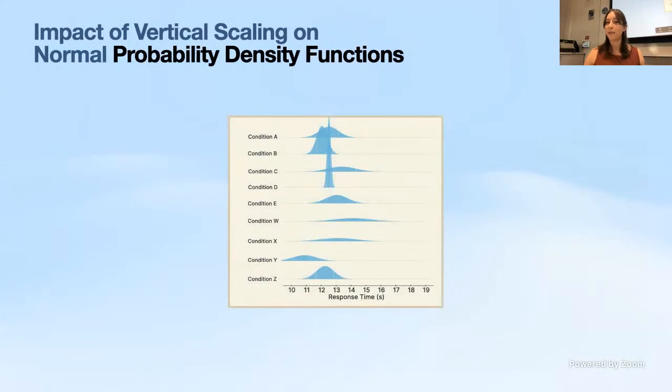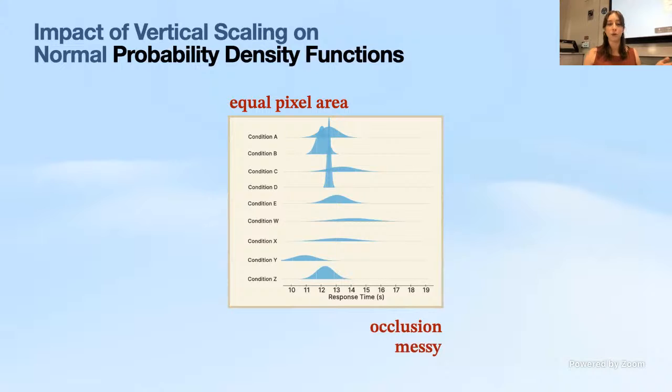Now let's talk about what happens when you or me as a researcher wants to create one of these figures. The first thing that might happen is you're going to go into your stat software, you're going to run your analysis, and you're going to output some PDF plots. And these usually by default occupy an equal pixel area. So the area under each of the curves takes up the same number of pixels. And that's fine and all, but when we have plots with small standard deviations, often they can get high and occlude other plots, and that can lead to a kind of messy looking visualization.